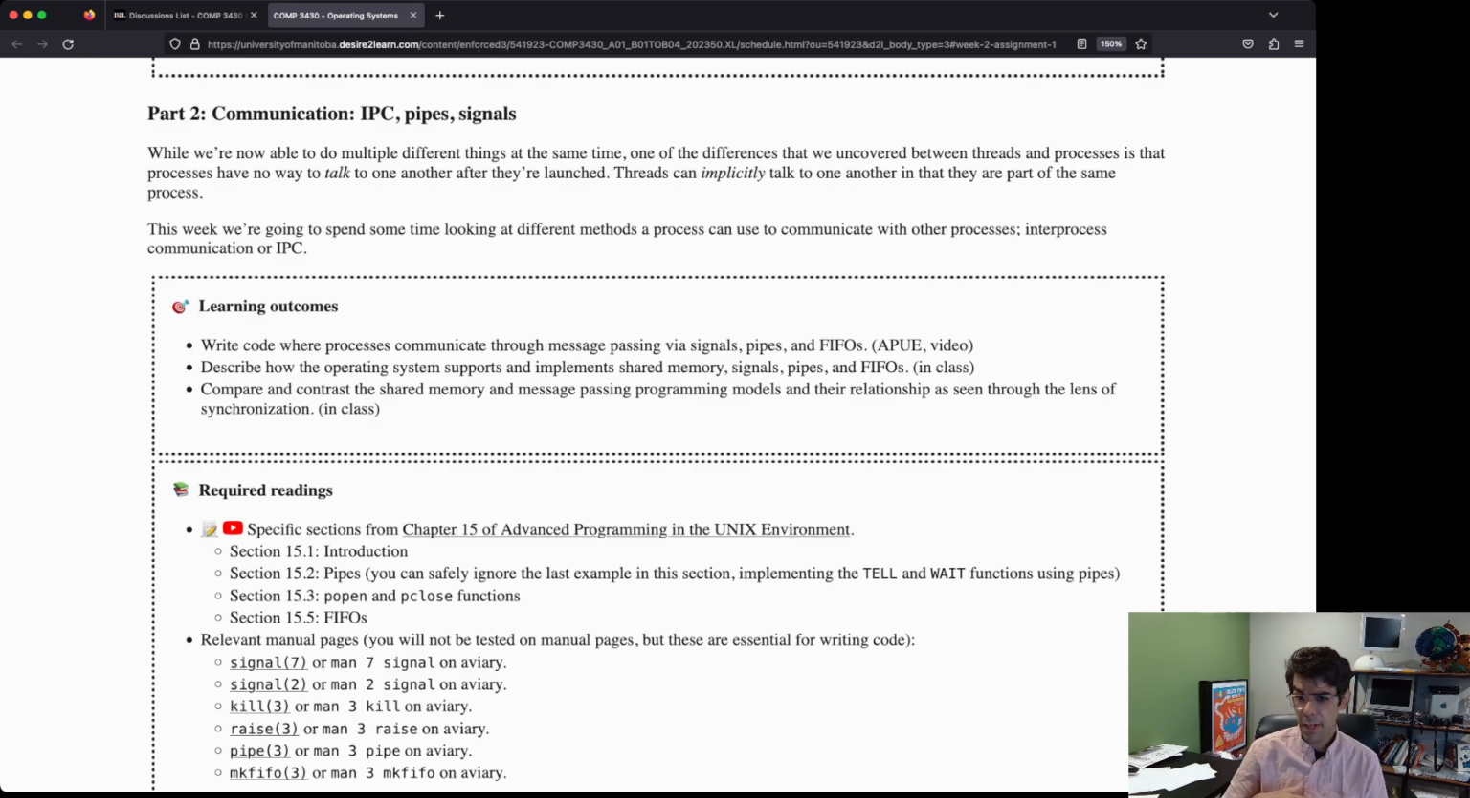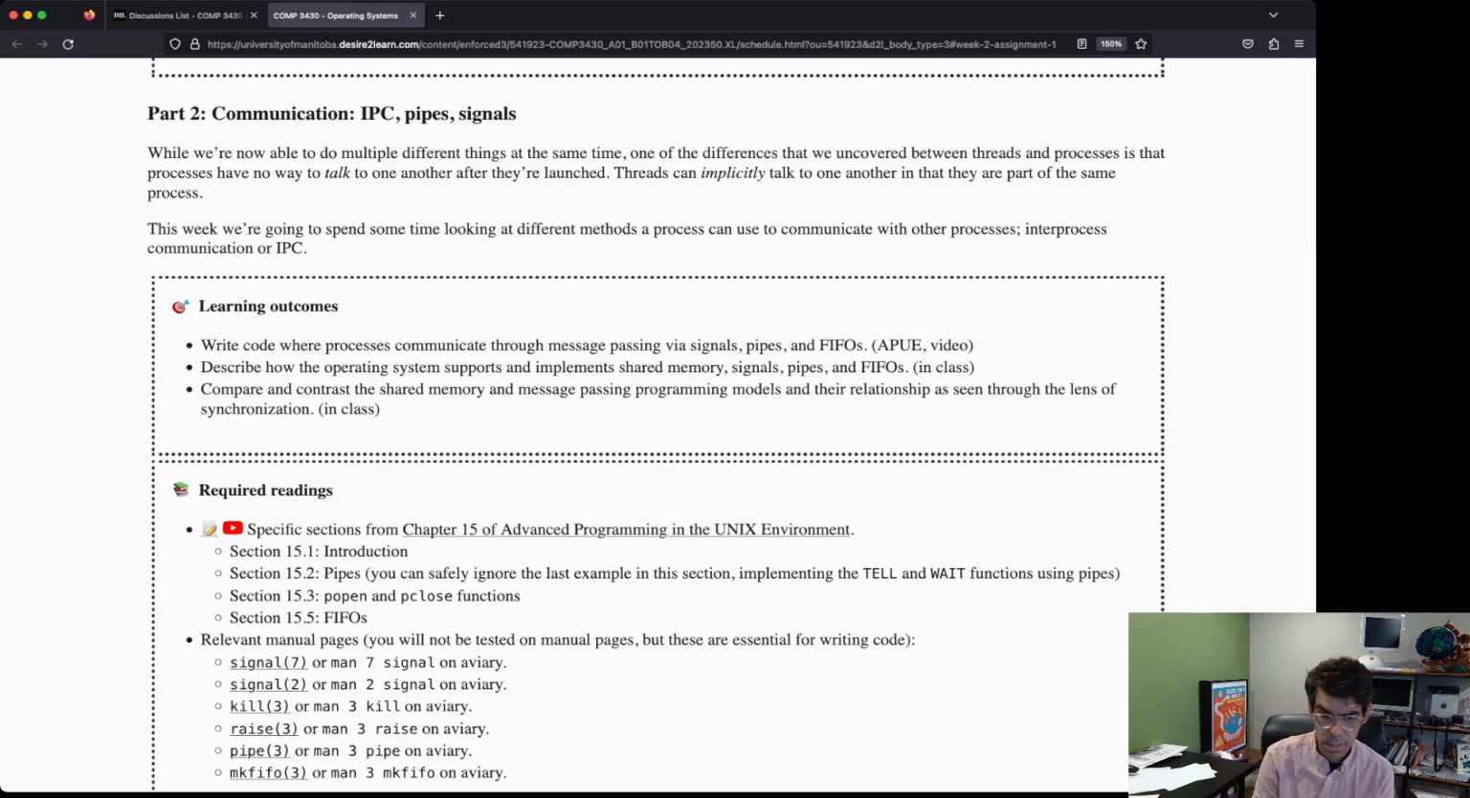And we've been implicitly doing this as we get into the later part of what we were doing this week with threads and locks. Compare and contrast the shared memory and message passing programming models and the relationship as seen through the lens of synchronization. So everything that we're doing with locks in pthreads is a synchronization mechanism for shared memory. Threads are what we're thinking about when we're talking about shared memory.